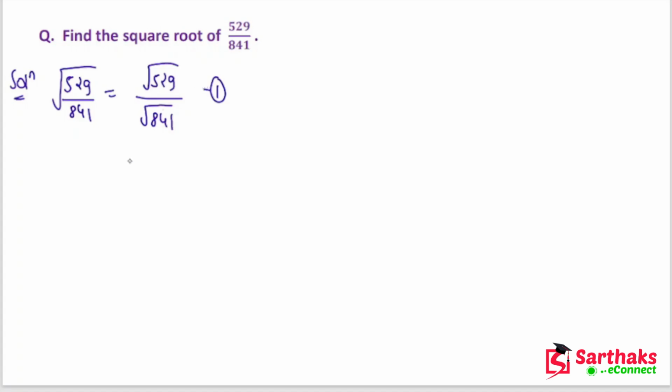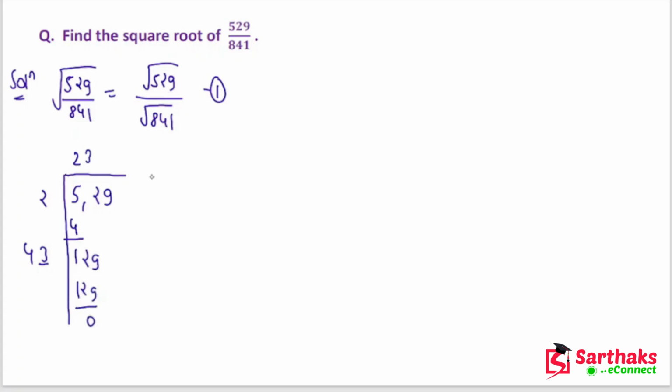Now see, it will take time to calculate, so let us use the division method. To calculate the square root of 529, we will make pairs. So 29 would be a pair and 5 would be the second pair. Now there is only one number, that is 2, whose square is just less than 5. Then we will bring down 129. We will double 2, it would be 4. Now we can very well see that 43 into 3 would fit here, and it would be 129. So you can see that root 529 is equal to 23.